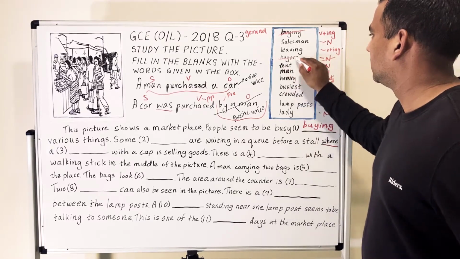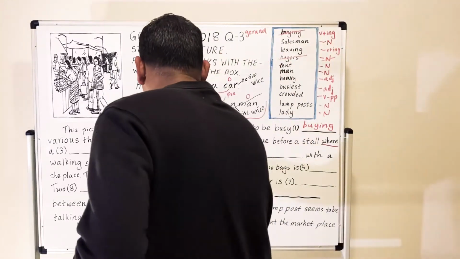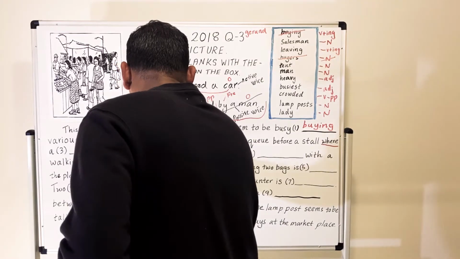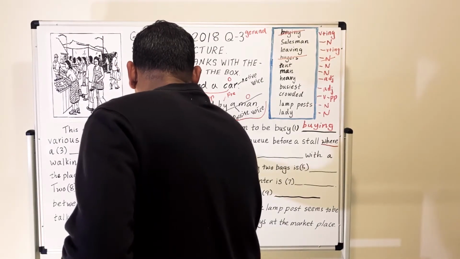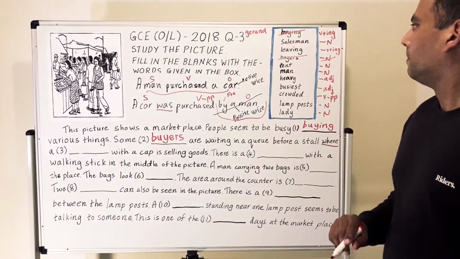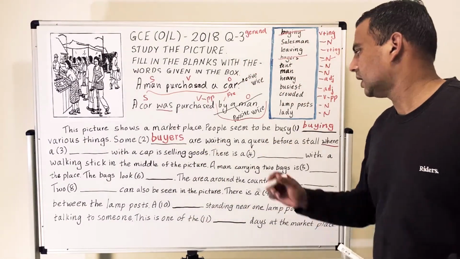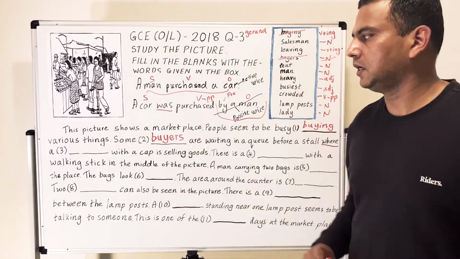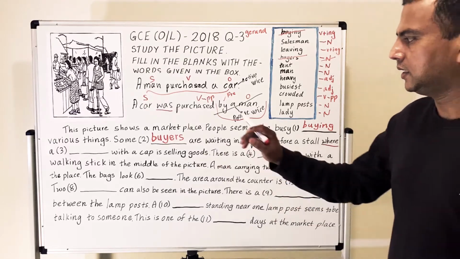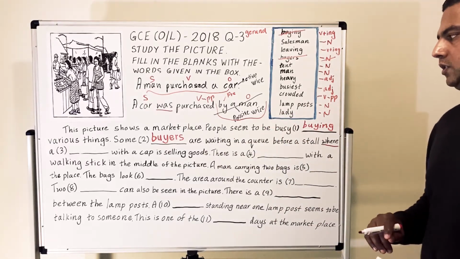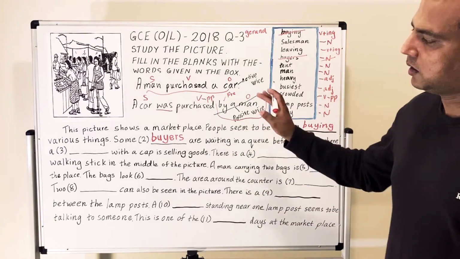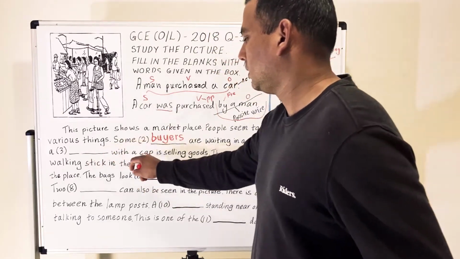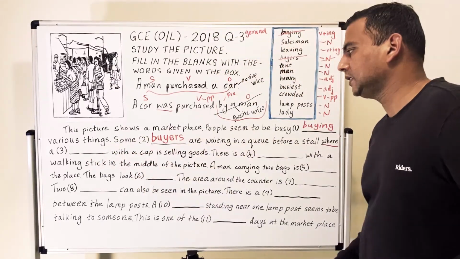So let's cross that out and we'll write buyers. Okay, some buyers are waiting in a queue before a stall where, and after the conjunction again, it begins another sentence. A blank with a cap is selling goods. Okay, now it's another sentence. All right, it's another active voice sentence where a blank with a cap is selling goods.